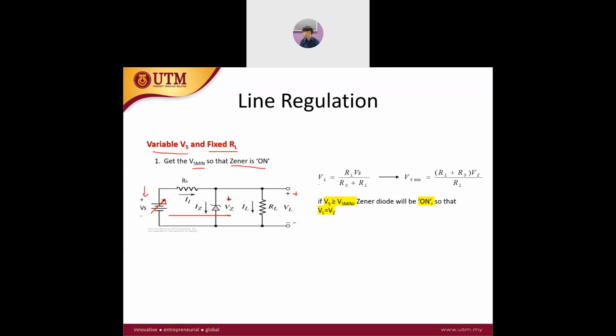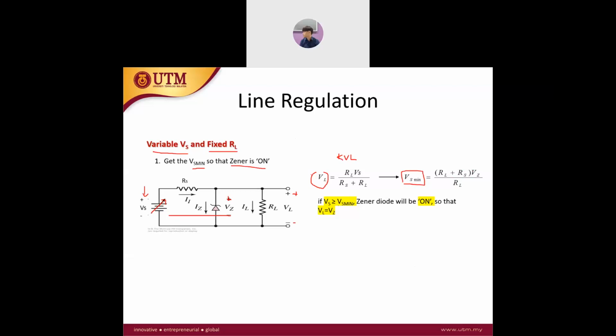So let's say when the Zener diode is on, it's like an open circuit here. What we can do first is apply the voltage divider rule to find VL. Since RL is in series with RS, VL equals RL over RS plus RL times VS. This is using KVL. The Zener diode is reversed, so it's open. Then rearranging this equation, we come up with VS min equals RL plus RS times VZ over RL.